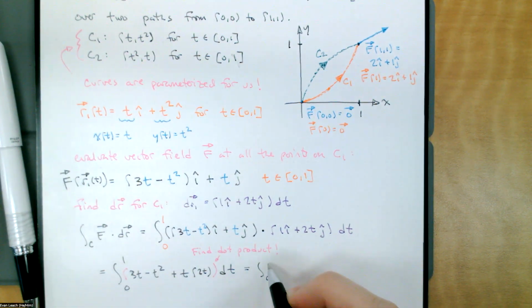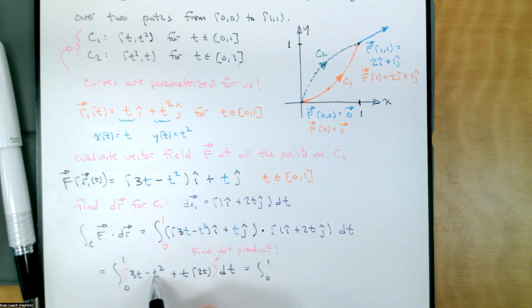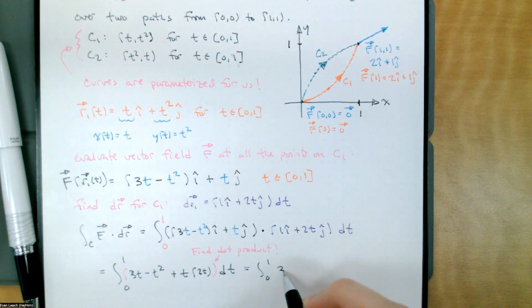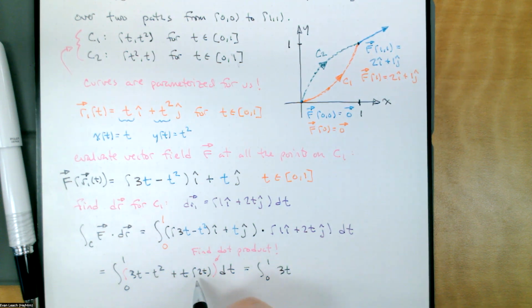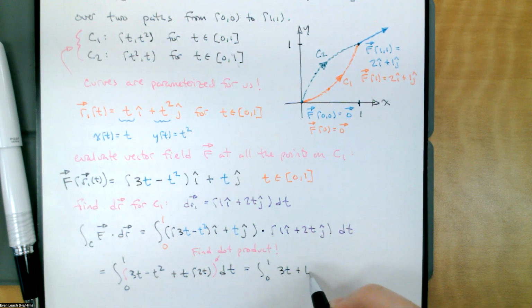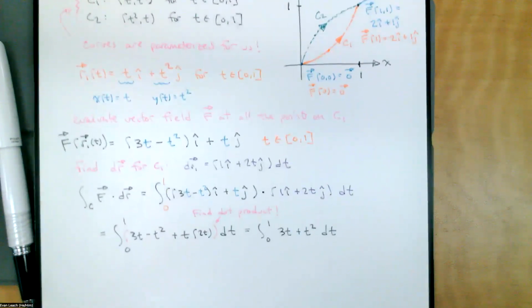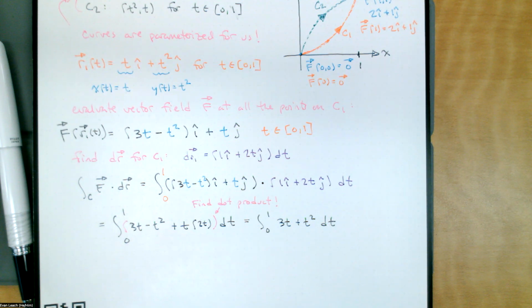We can simplify from 0 to 1. We get 3t minus t squared plus 2t squared. So 3t plus t squared, dt. So our line integral has become this regular integral.